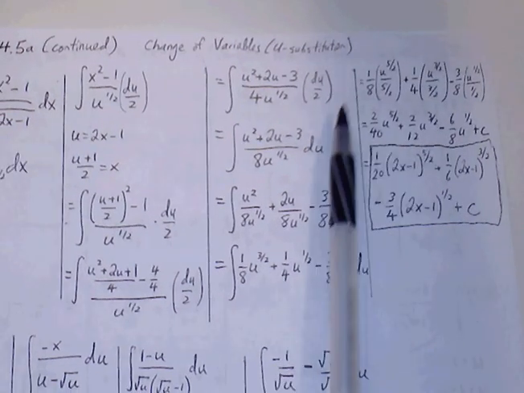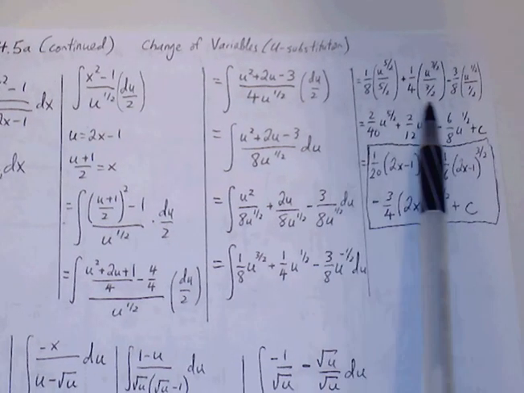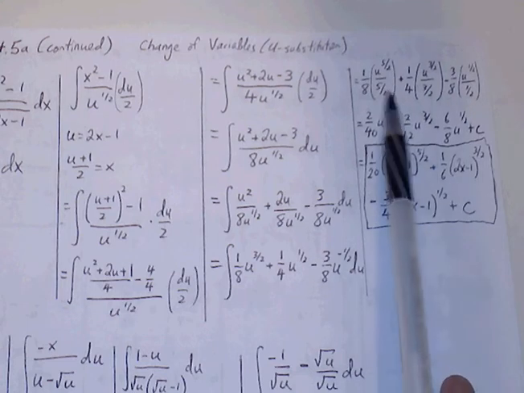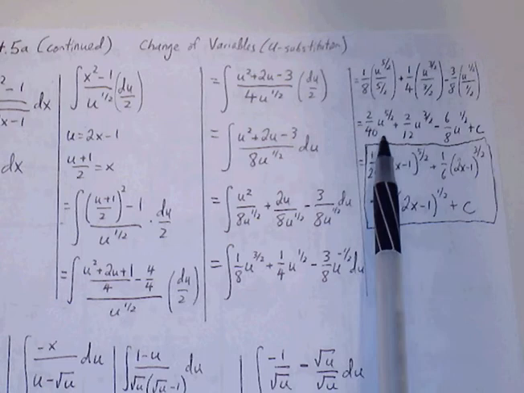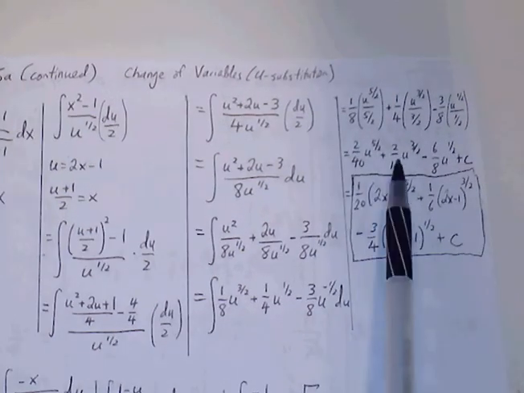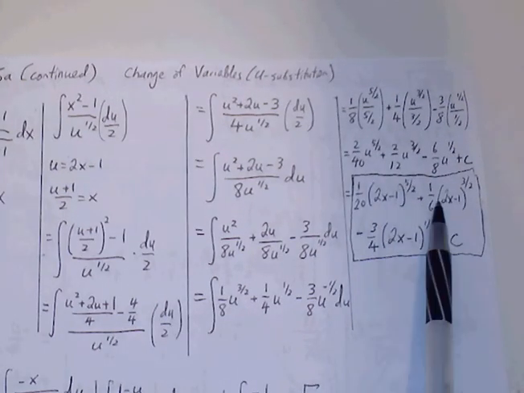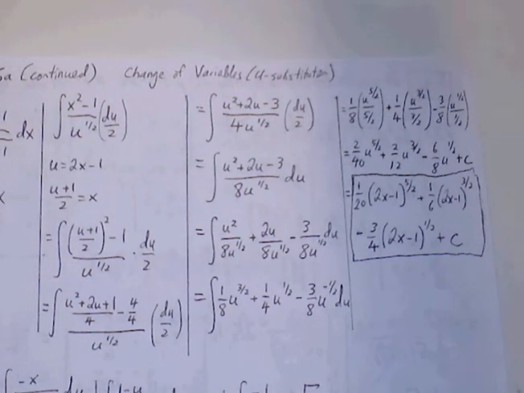So we step through our rules, our power rule, resolve all the fractions by bringing them up to the numerator, and then finally replace u back in terms of x, now 2x minus 1.